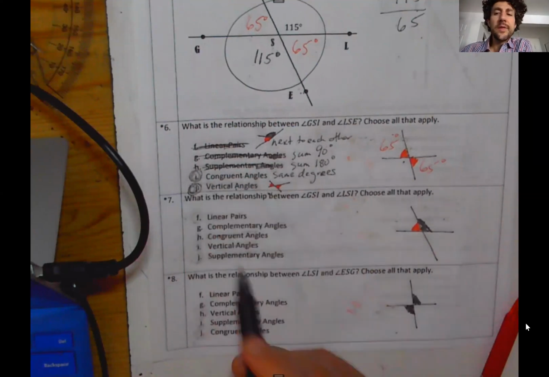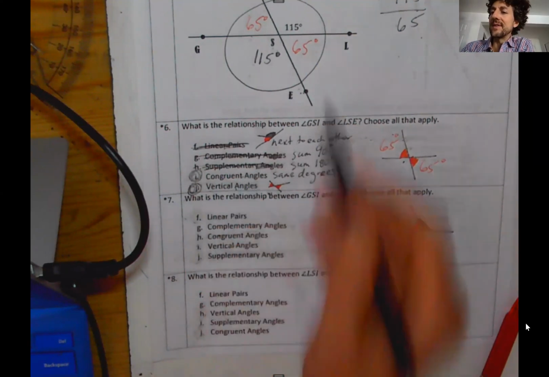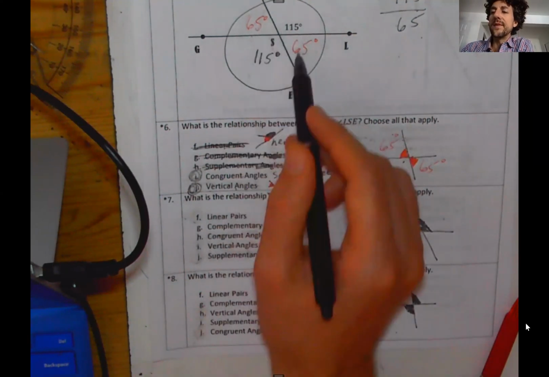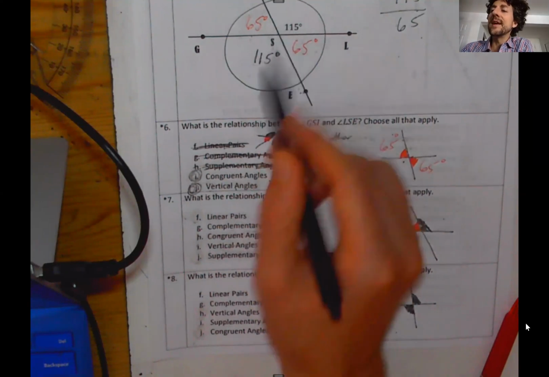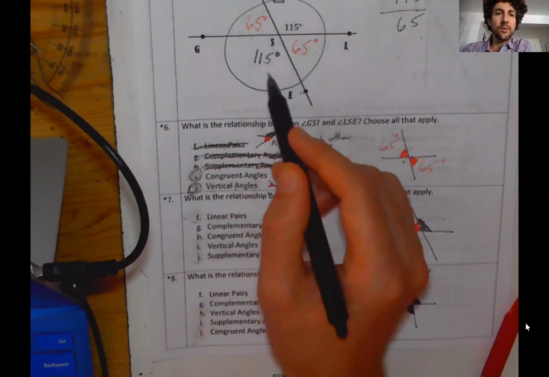And you should know that vertical angles are always congruent. Just like here, 65 and 65, 115 and 115. If they're in those positions, they're going to have the same measure. They're going to be congruent.